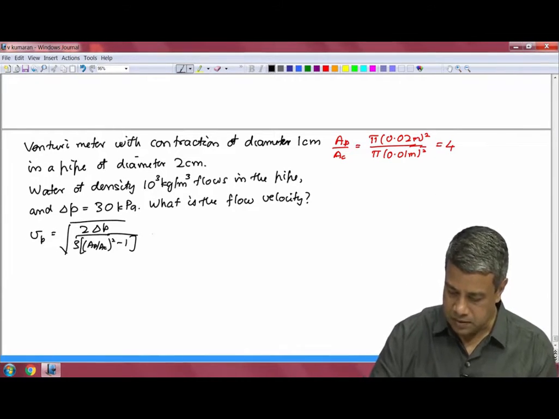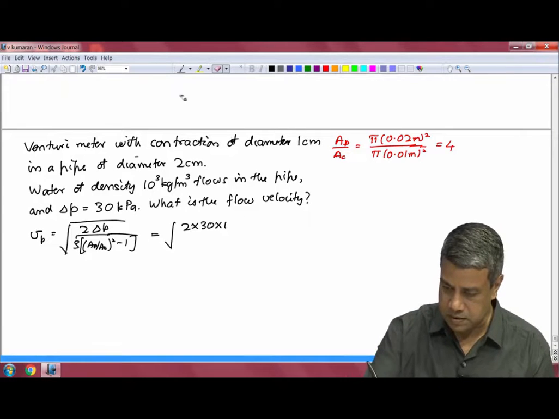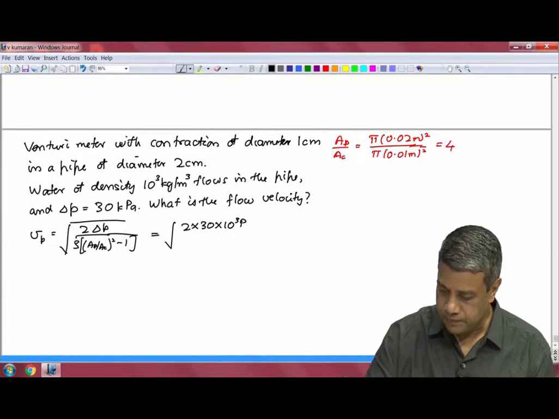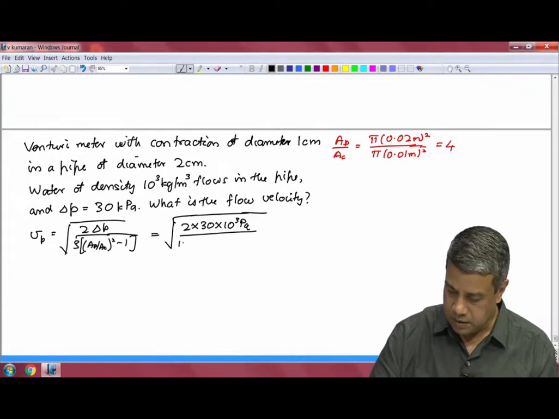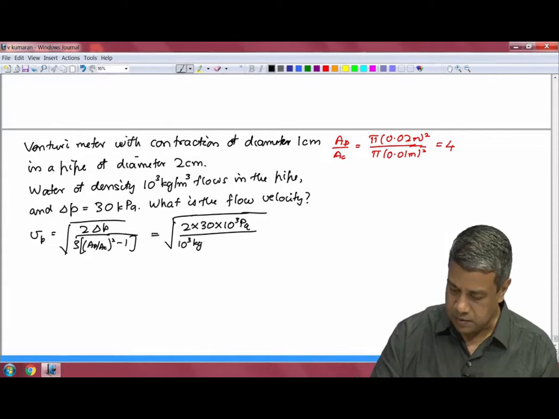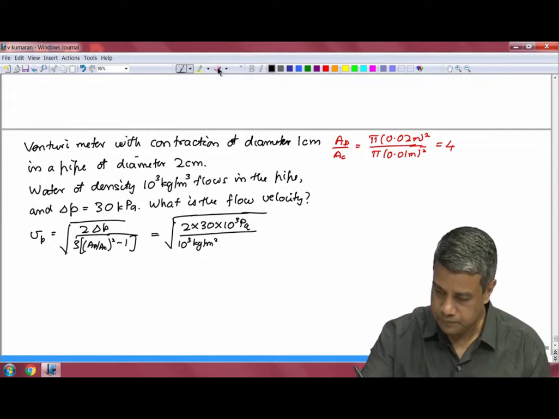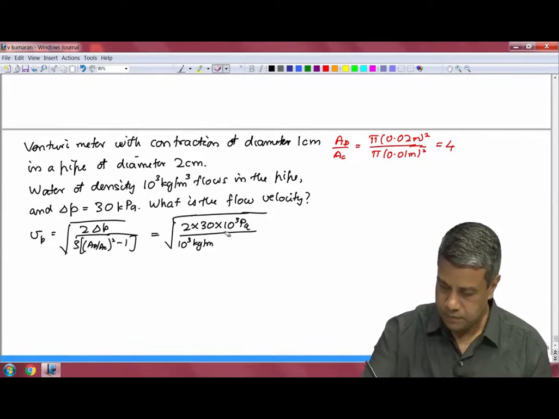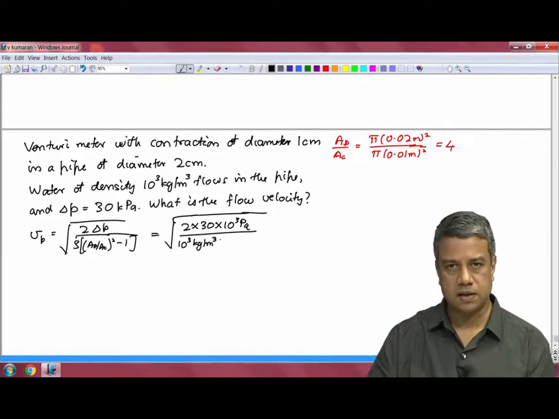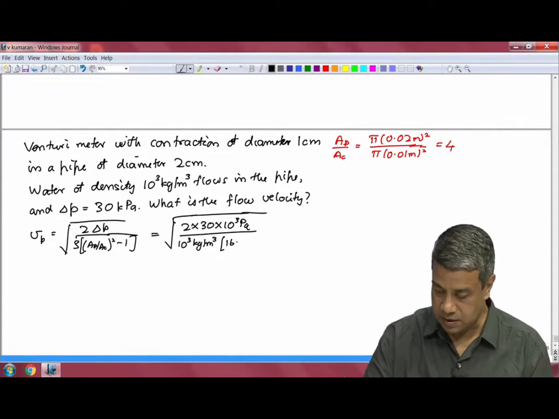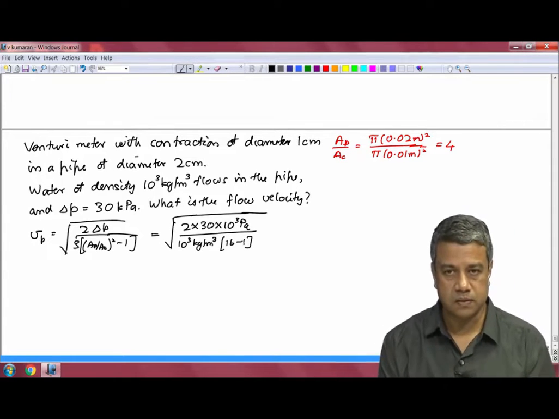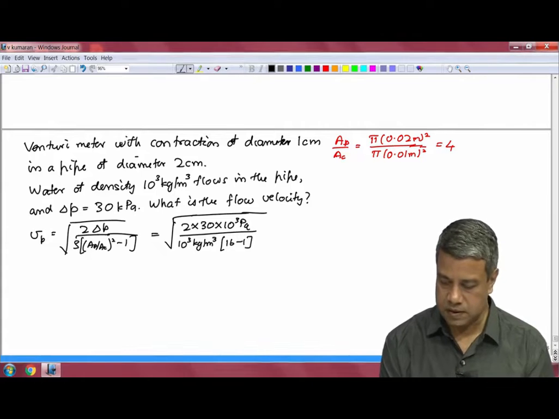So, this becomes equal to square root of 2 into 30 into 10 power 3 pascals, 30 kilopascals, divided by 10 power 3 kg per meter cubed, which is the density of water, and (A_P by A_C) the whole square minus 1. A_P by A_C is equal to 4, so (A_P by A_C) the whole square is equal to 16. So, I get 16 minus 1.